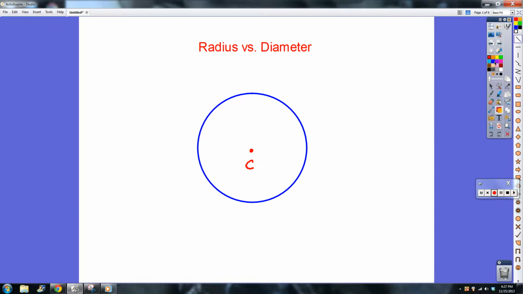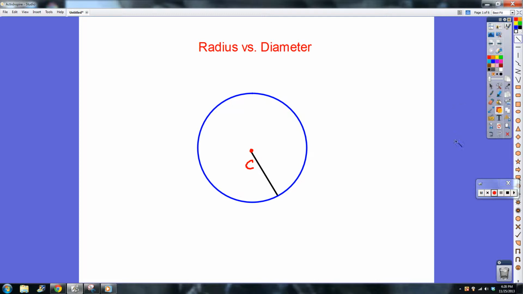Once you have that, let's draw a line that goes from the center of the circle to the edge of the circle. From the center of the circle to the edge of the circle. That's going to be your radius. Now, your radius could look like that. It could look something like this. It could look something like this. Anything that goes from the center of the circle to the edge of the circle, that's called a radius.